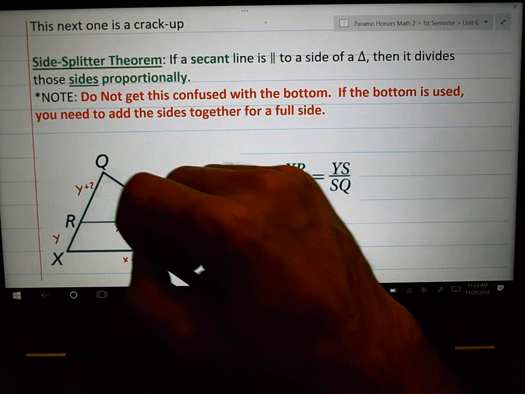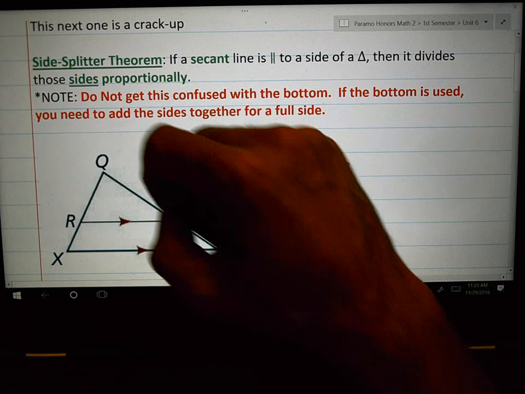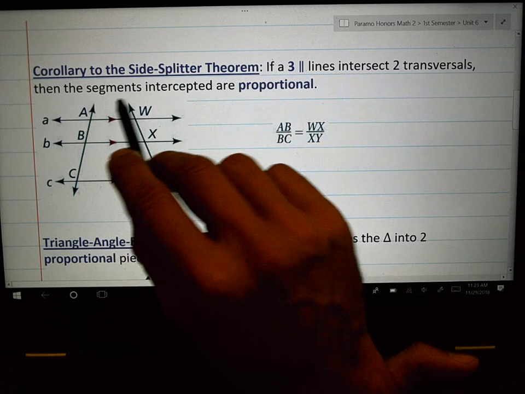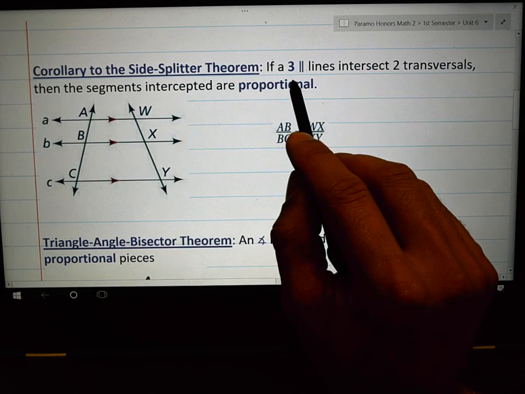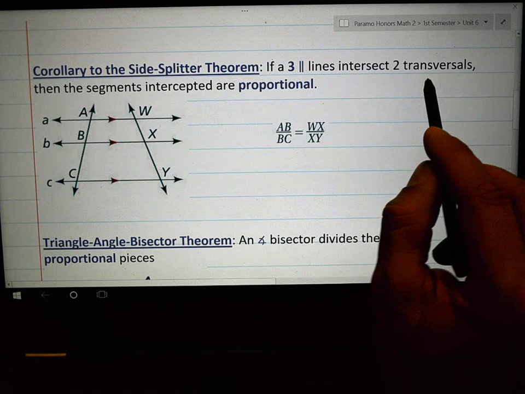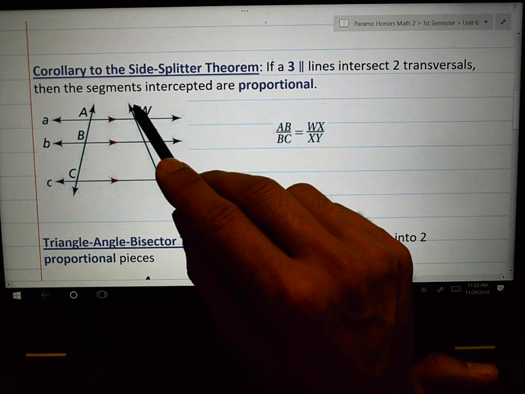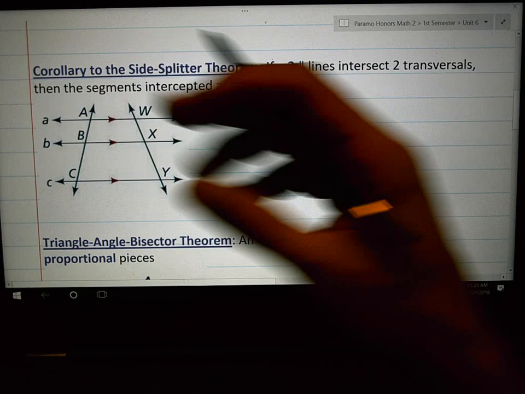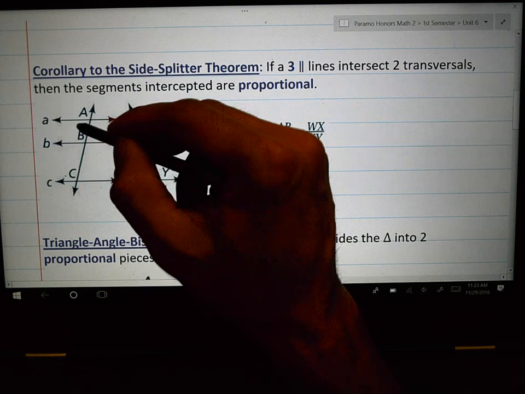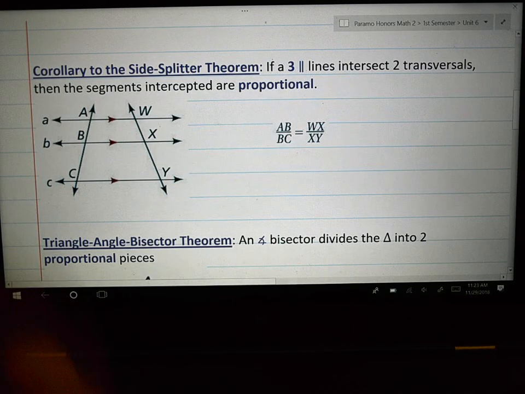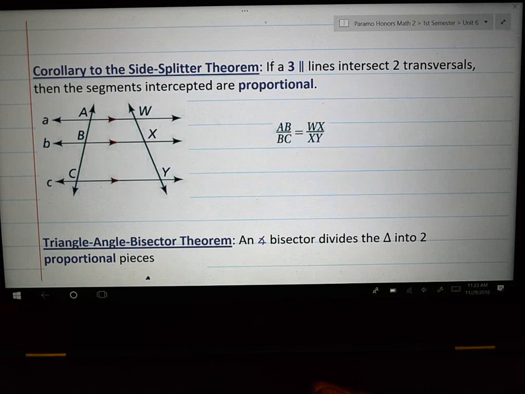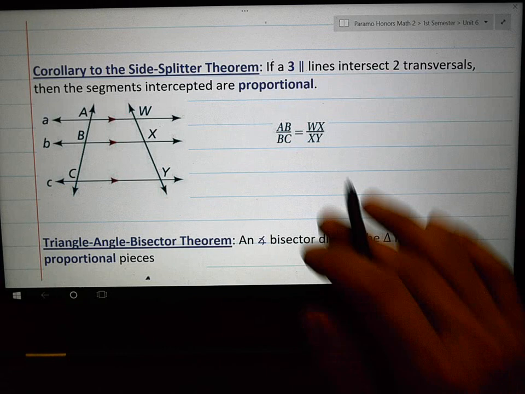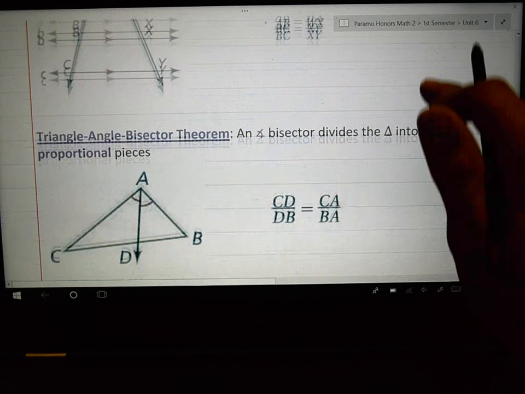Let me erase this stuff because I don't want it to get confused for anybody else who looks at this. The second thing, the corollary to the Side-Splitter Theorem, says if 3 lines are parallel and 2 transversals intersect them, then the segments are intercepted proportionally. So this is kind of like part of a triangle. We have these lines that are parallel, then the proportions are going to be the same. This over that equals this over that. And because proportions are equivalent to each other, you could even do the left side over right side equals left side over right side. It works. It's very convenient to solve a bunch of problems.